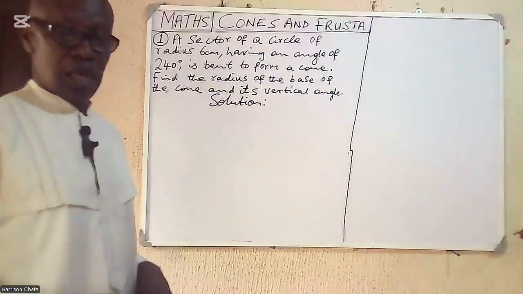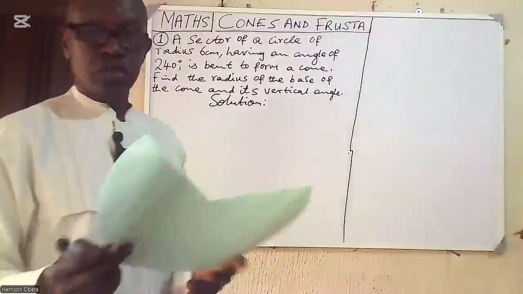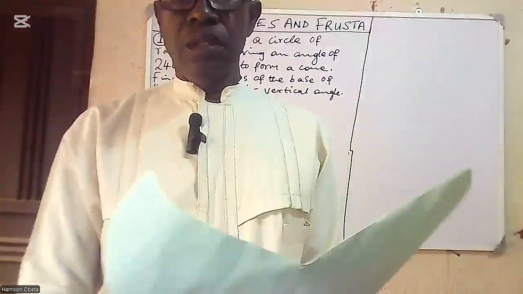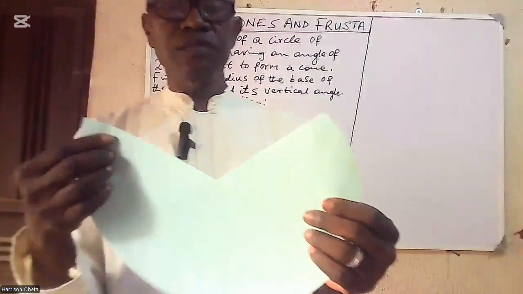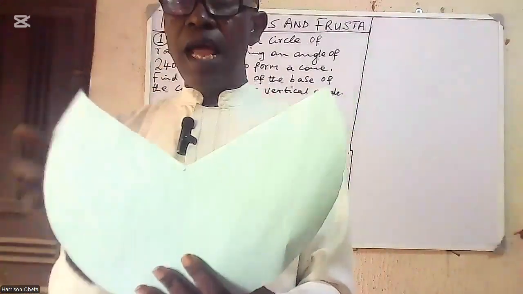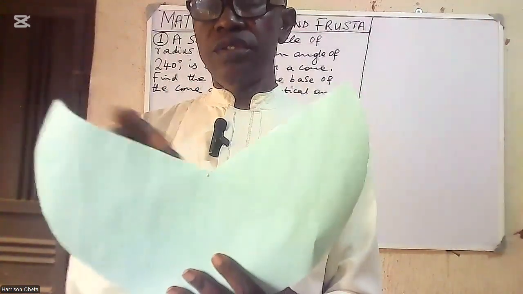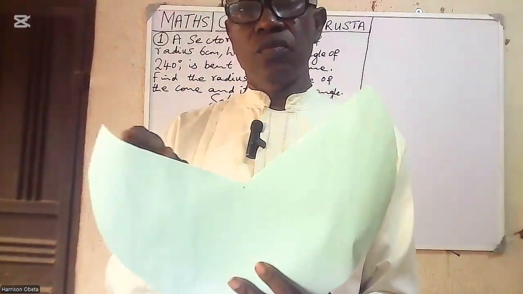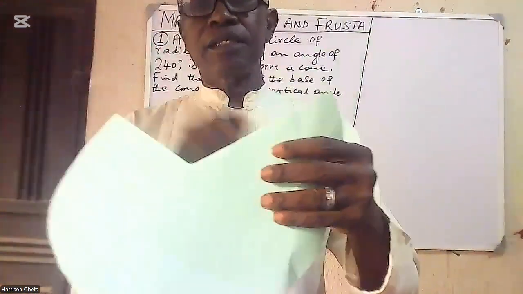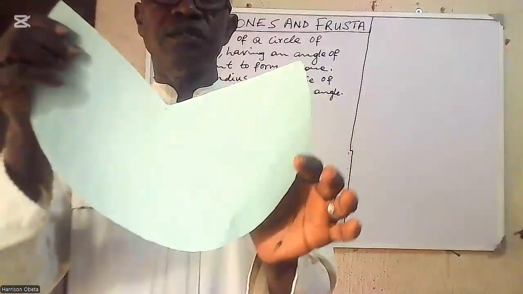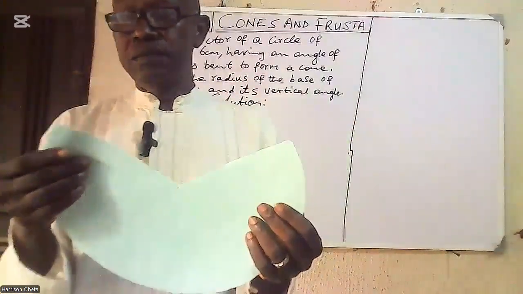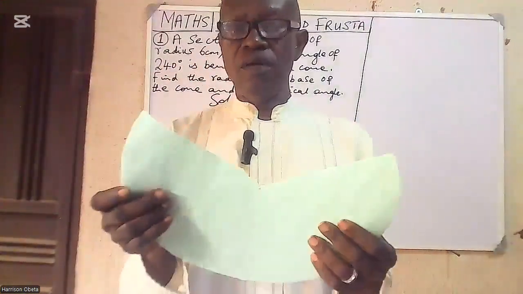Now, an example of a sector is what I have here. So we are told that this is bent to form a cone. And how can we use this to form a cone? This radius forms what we call the slant height, while the length of arc, that is this round side, forms the circular base of the cone.